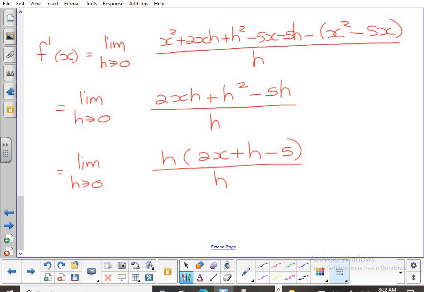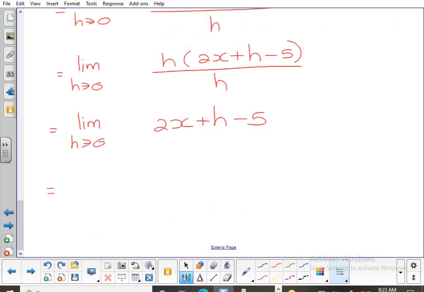All right, so what happens? So what's going to happen now? H and H will cancel, and I'm left with the limit of h tending towards 0 of... And what happens now? Nou gaan ek die 0 instel, so I'm going to get, and that's the answer that I said it's going to be. 2x minus 5. There's your first derivative.